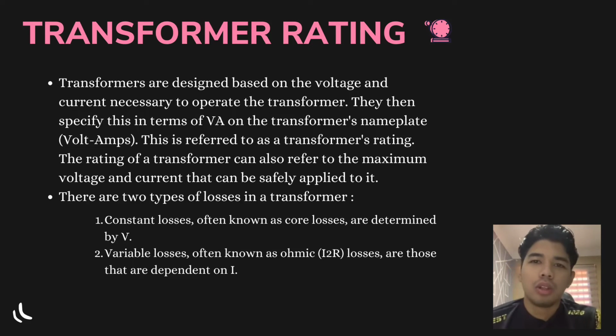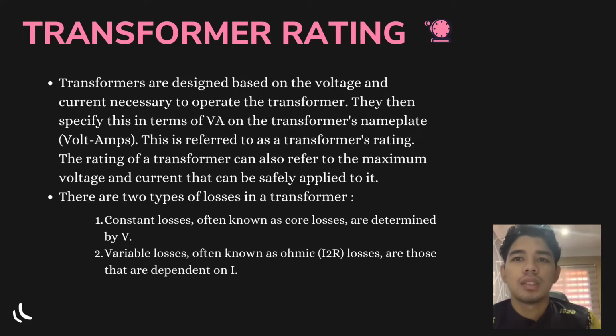Now, I will continue my part, which is transformer rating and an example of a transformer circuit interconnection. For the first one, transformer rating. Transformers are designed based on the voltage and current necessary to operate the transformer. They specify this in terms of VA on the transformer nameplate, which is volt-amps. It is referred to as the transformer rating. The rating of a transformer can also refer to the maximum voltage and current that can be supplied to it.